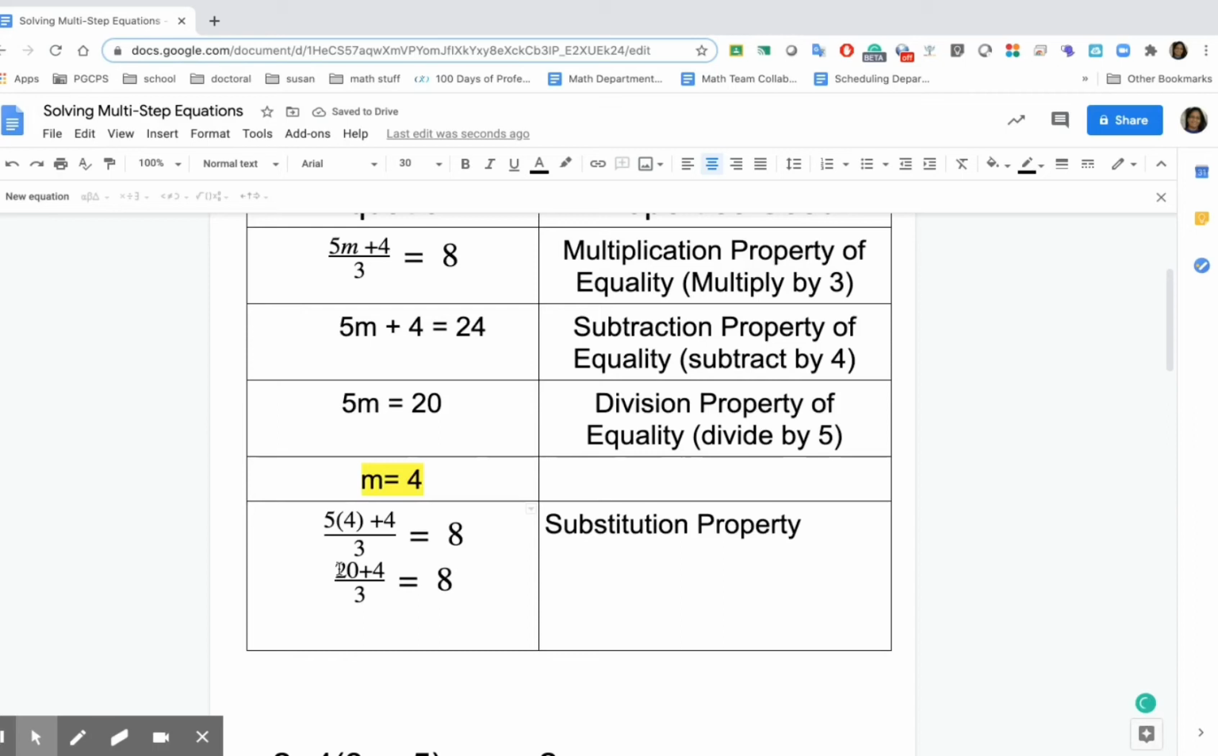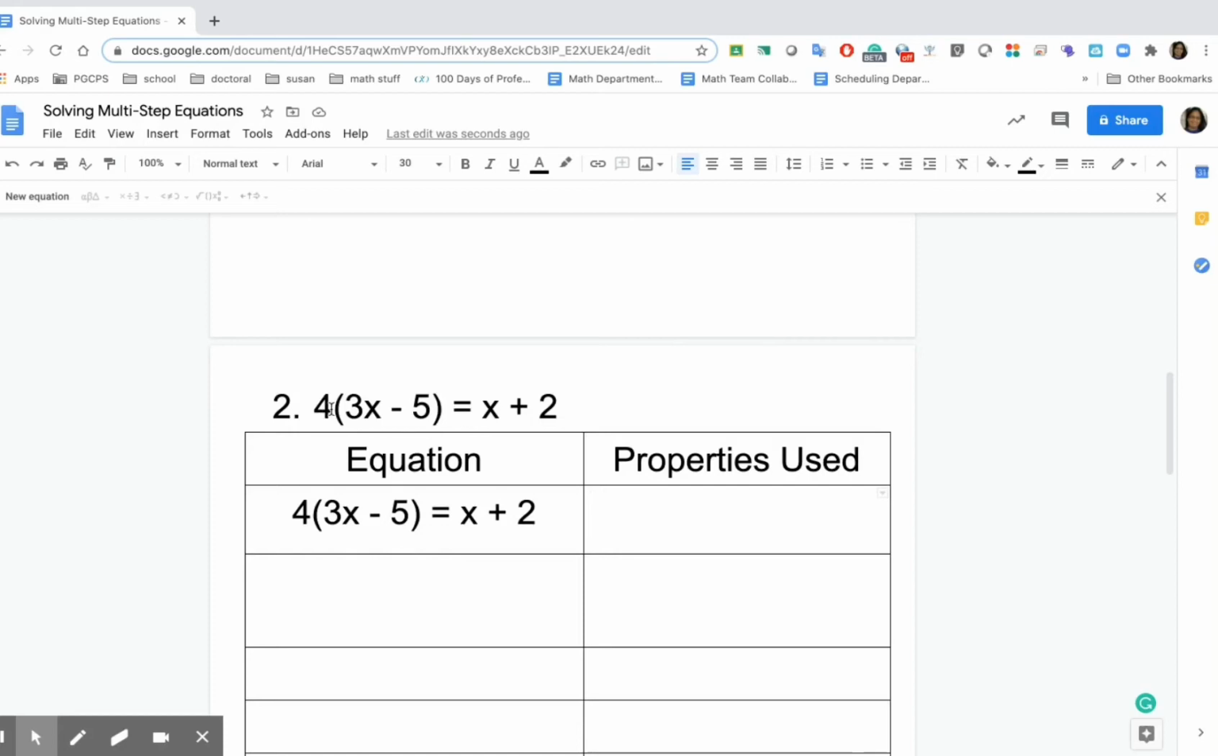You can simplify the left side now. 20 plus 4 is equal to 24 divided by 3 is 8, and 8 is equal to 8. This justifies that the solution to the equation is 4. Now let's answer the second example.